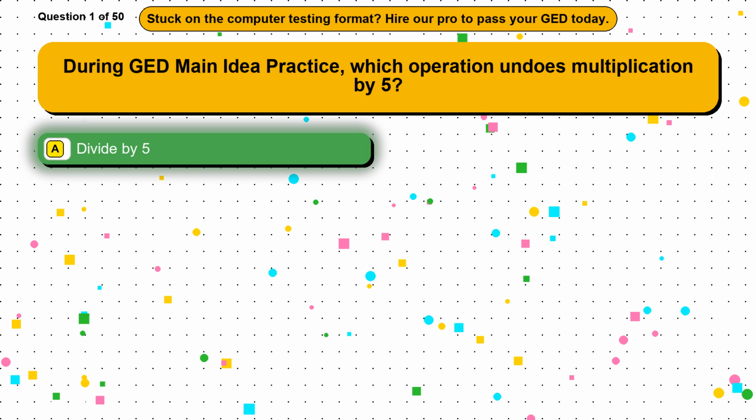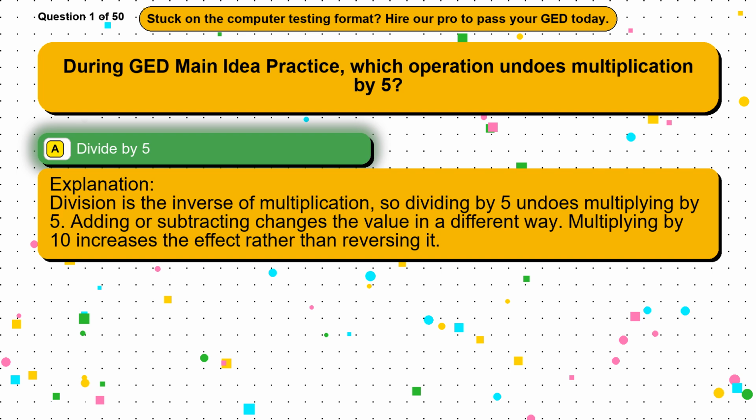Divide by 5. Division is the inverse of multiplication, so dividing by 5 undoes multiplying by 5. Adding or subtracting changes the value in a different way. Multiplying by 10 increases the effect rather than reversing it.